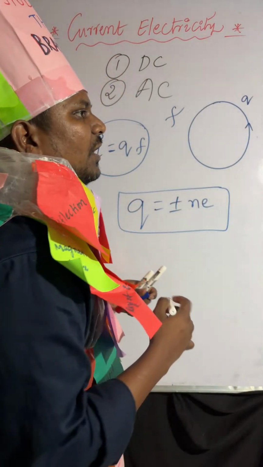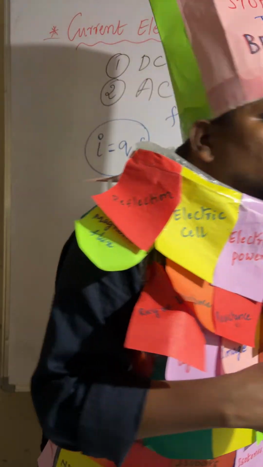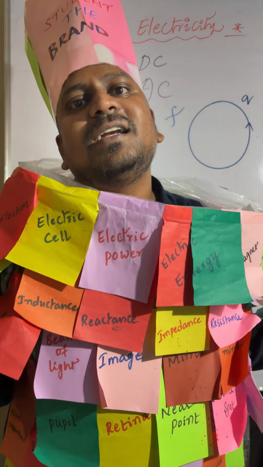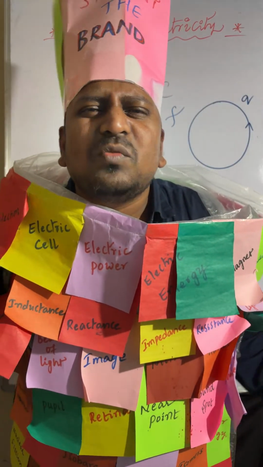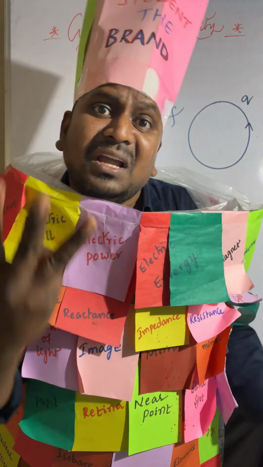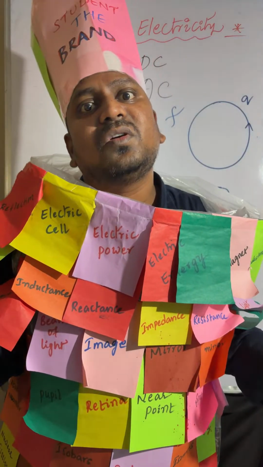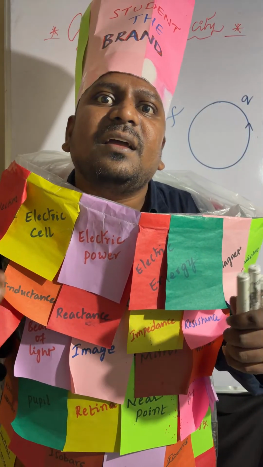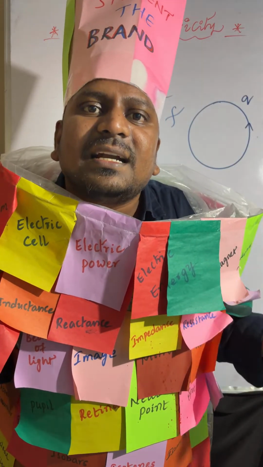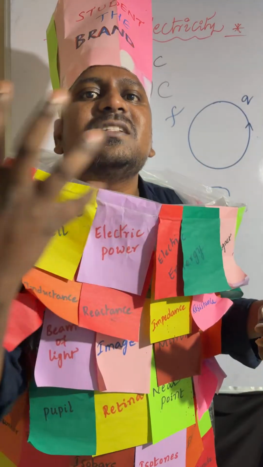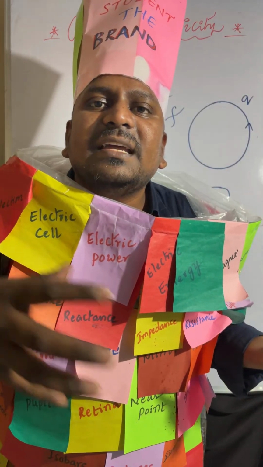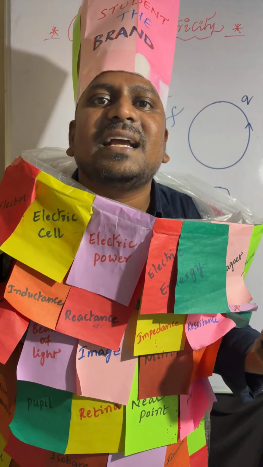Sir, if only one electron flows, will you say current is flowing? Only two electrons? Three? Four? We can't say that. There are a number of charges, a number of electrons moving in the conductor. Only then can we say current is flowing.